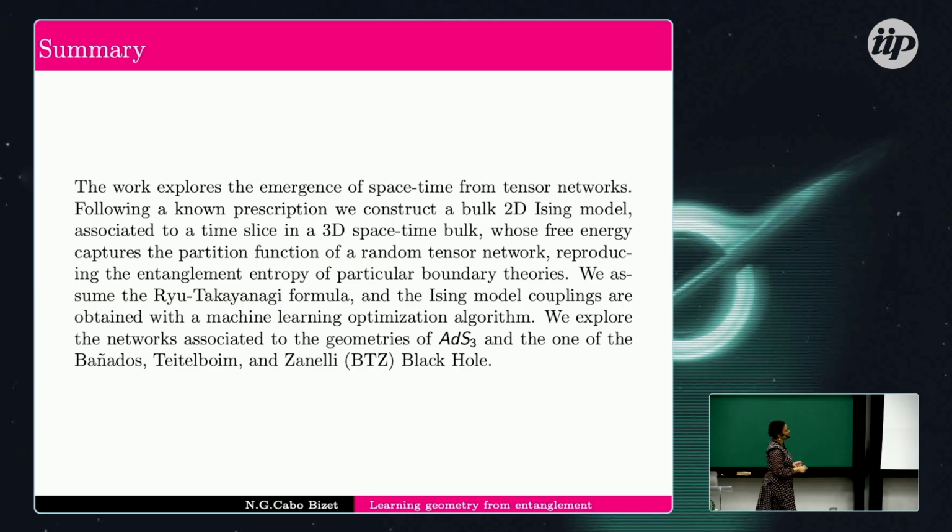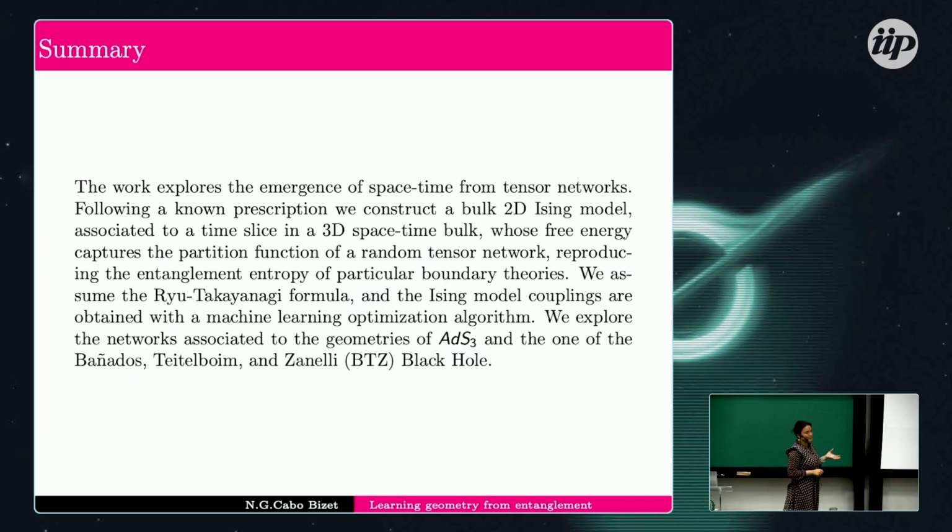This summary is similar to what is already on the web page. What we do is explore tensor networks, in particular random tensor networks, following a known prescription which establishes that these random tensor networks can be related to two-dimensional Ising models on the bulk, by making a time slice. More concretely, you can compute the entanglement entropy of these random tensor networks in terms of a free energy difference in the Ising model. The Ryu-Takayanagi formula works here, and what the machine learning algorithm basically does is update the couplings of the Ising model. We will get to that.